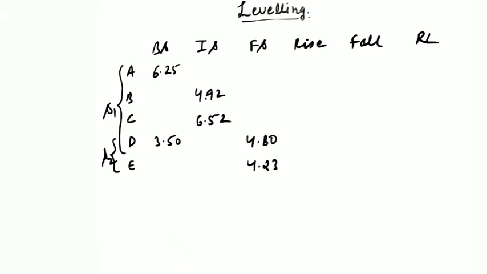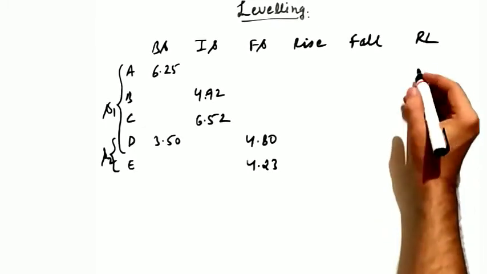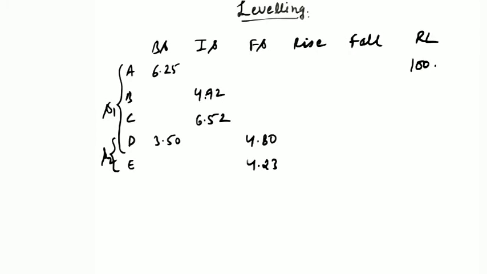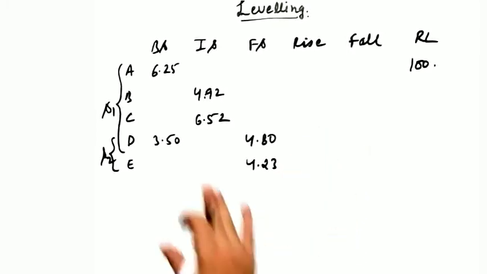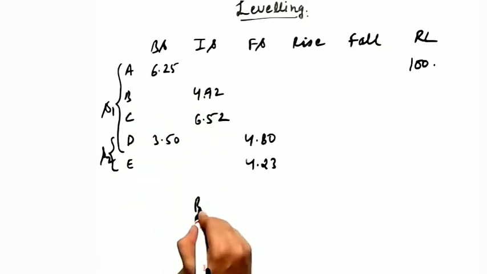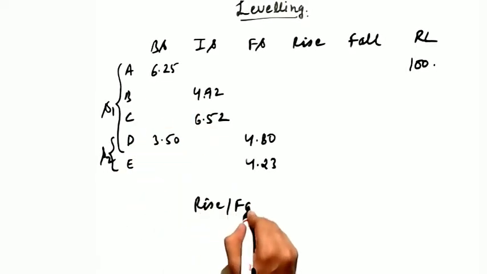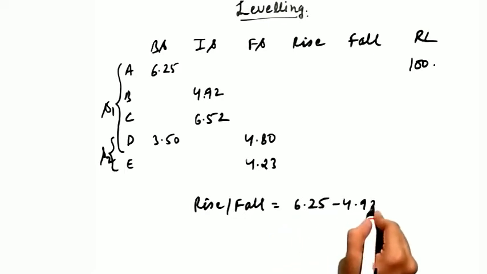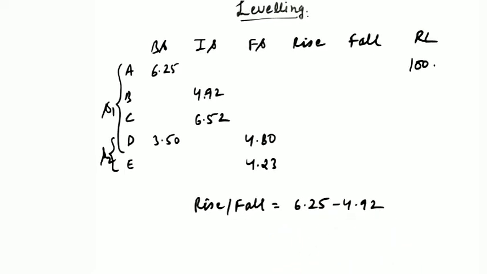So now how to use this rise and fall method to calculate the RL. You all know that the RL of the first station is always known to you. Let us suppose it is 100. Now you will have to see whether the station has a rise or a fall. From A to B, the rise or fall can be calculated by subtracting 6.25 minus 4.92. So this comes out to be 1.33, and it's a rise.